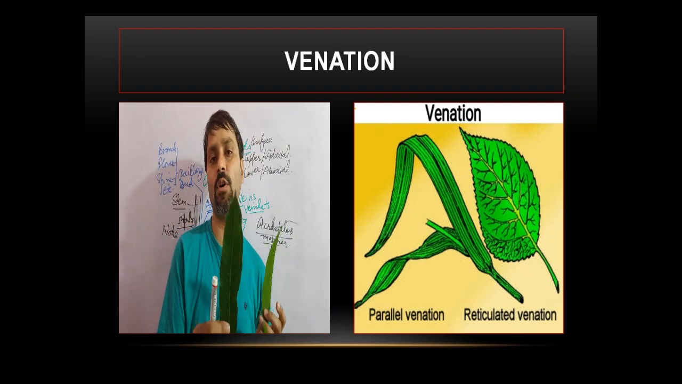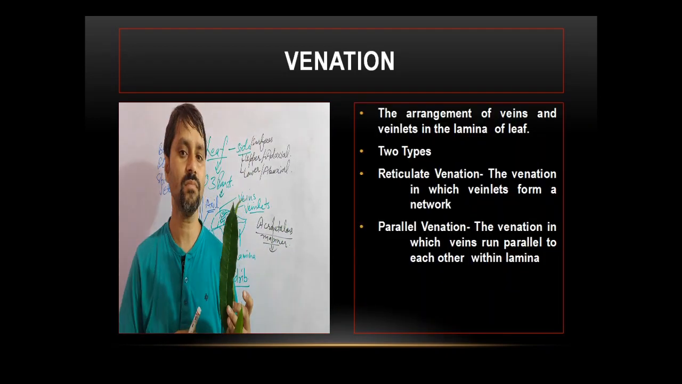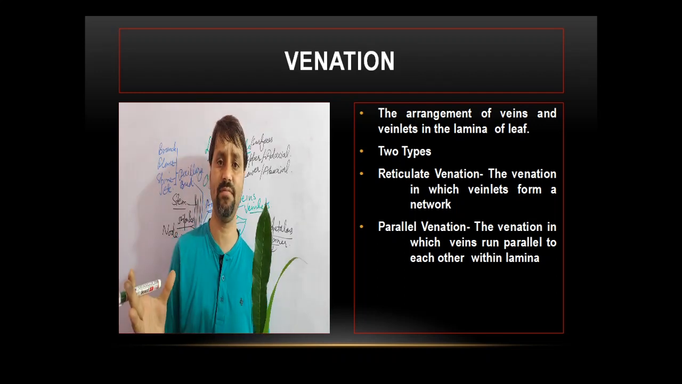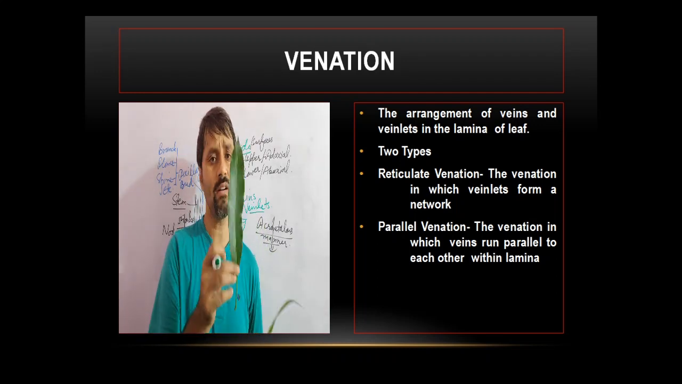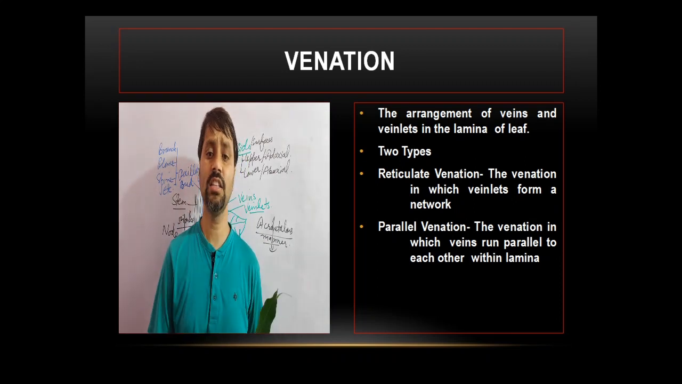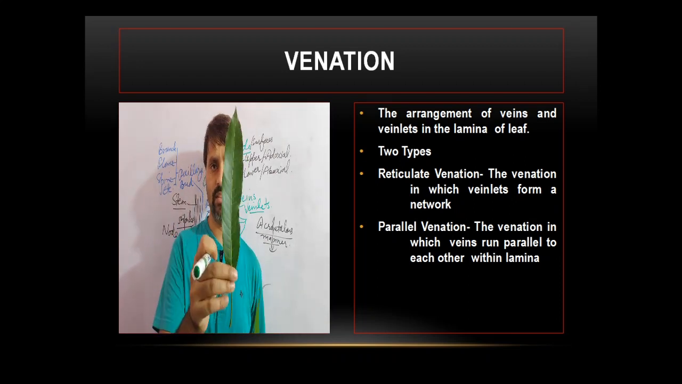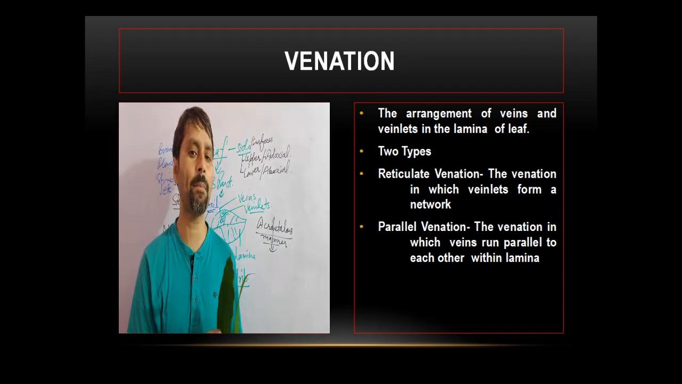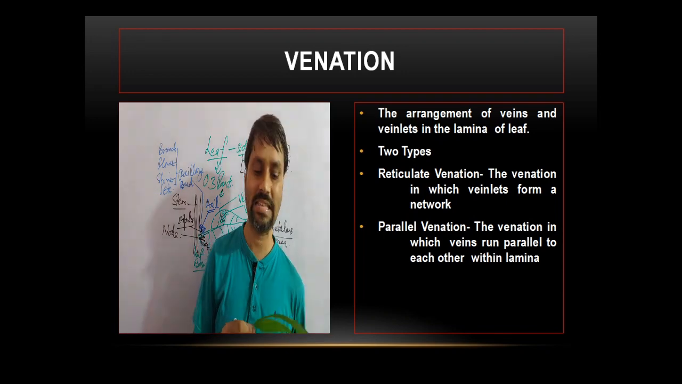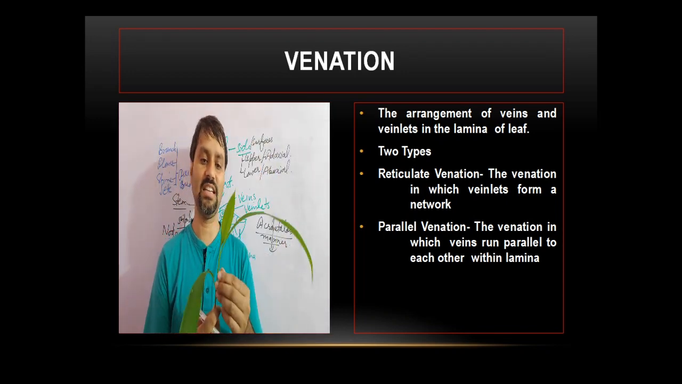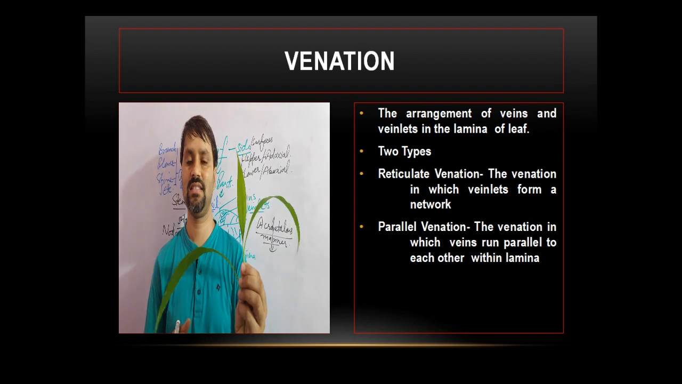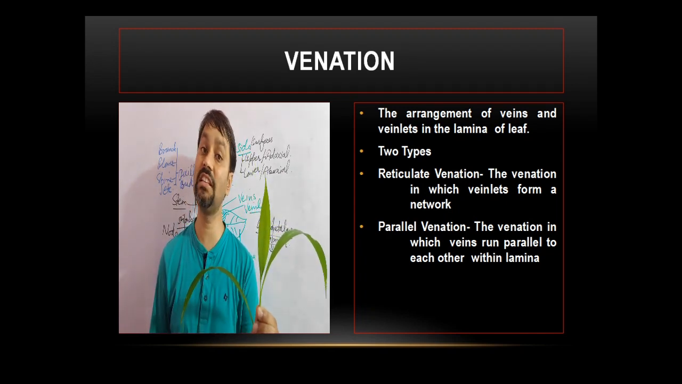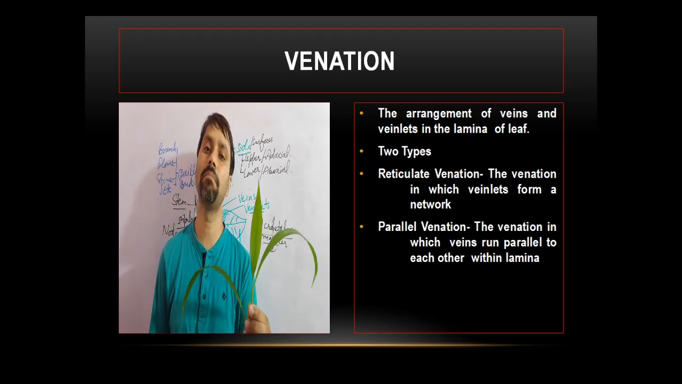In reticulate, the veins are forming. See here, the arrangement of veins and veinlets over the lamina of the leaf is called venation. It is of two types. Reticulate, see on the screen, the venation in which veinlets form a network. देखिए बन रहा है ना network इसमें बेटा. Veinlets are forming a network. तो ये आपका होगा reticulate venation, while the second one is parallel, showing this leaf of the grass. See here, the venation in which veins run parallel to each other within the lamina is called the parallel venation.